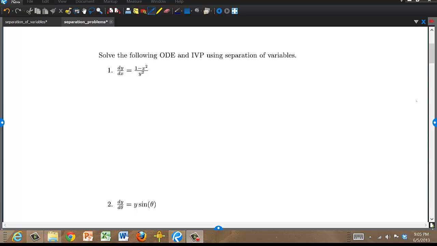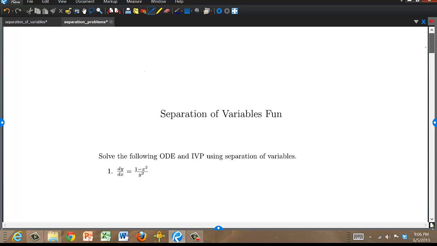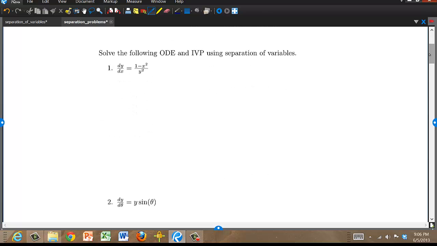Okay, let's try doing some separation of variables problems. This is the worksheet "Separation of Variables Fun," because doing this is sort of fun. So here we've got an ODE in the standard form, and we can see it's a product of something involving only x times something involving only y, right? So this is 1 minus x squared times 1 over y squared.